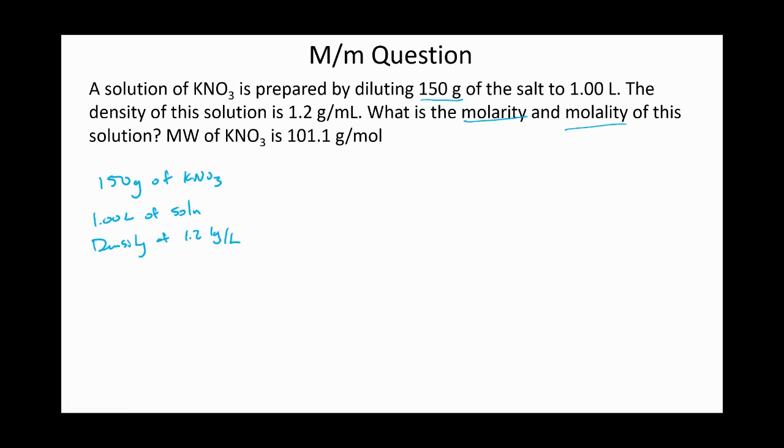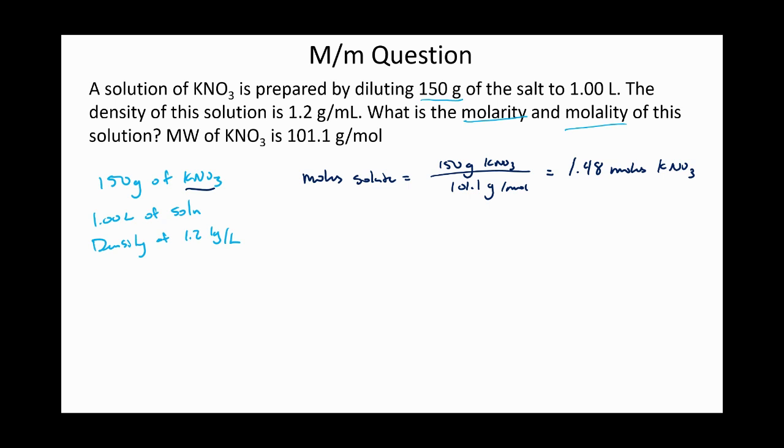All right, welcome back. The first thing I want to do here, knowing that molarity and molality both depend on moles of my solute, being potassium nitrate, is figure out how many moles of that I have. So my moles of solute must just be equal to 150 grams potassium nitrate divided by its molecular weight of 101.1 grams per mole. And this gives me that I have 1.48 moles of potassium nitrate, my solute.